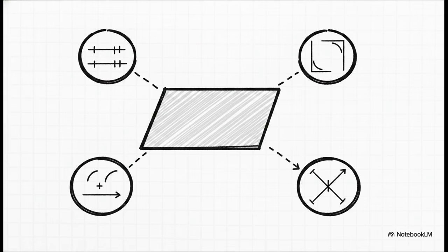Second, the opposite angles across from each other are also perfectly equal. Third, the consecutive angles, the ones sitting right next to each other, are supplementary, which means they add up to exactly 180 degrees. And fourth, if you draw lines connecting the opposite corners, those diagonals will perfectly cut each other in half. They bisect each other.